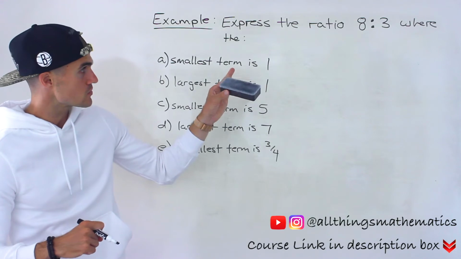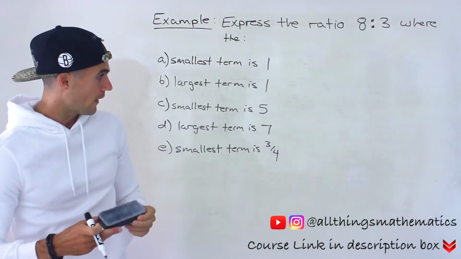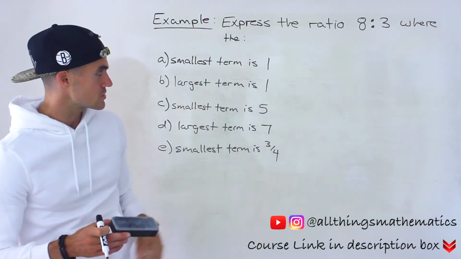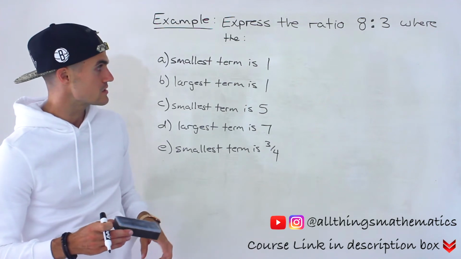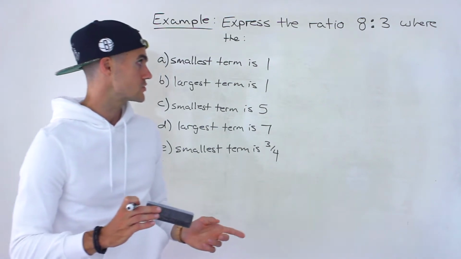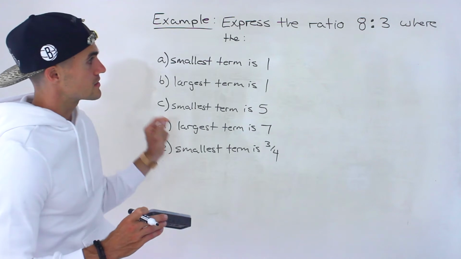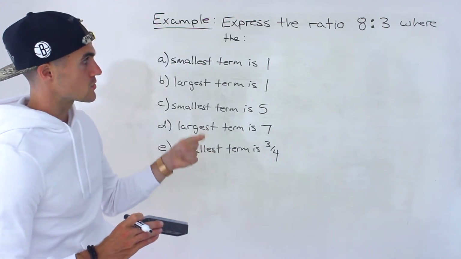We have to express this ratio 8:3 where we have these conditions over here. So getting in some practice with ratio algebra. Starting with part A, the smallest term is 1.